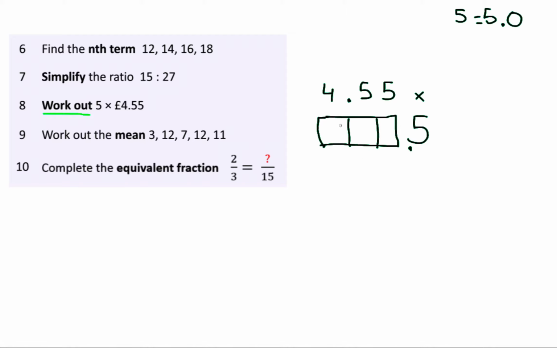Alright, step number 2. Remember to divide my squares. Step number 3, multiply. So 5 times 5, 25. So 25. 5 times 5, 25. And 4 lots of 5, 20. Step number 4, add the diagonals. So 5 is 5. 2 plus 5 is 7. 2 plus 0 is 2. And 2 is on its own.